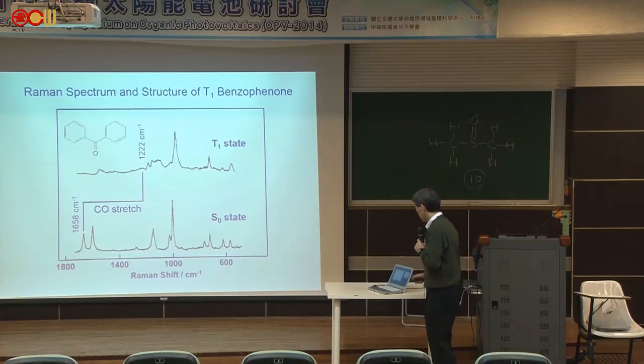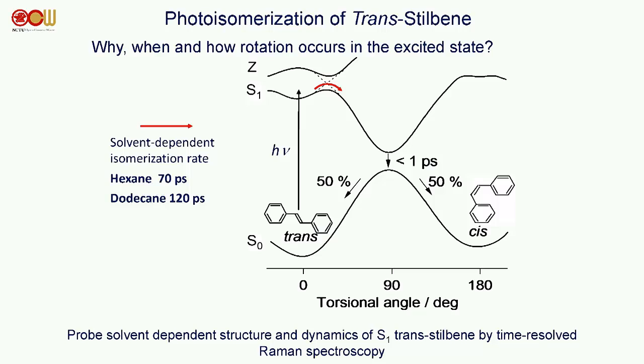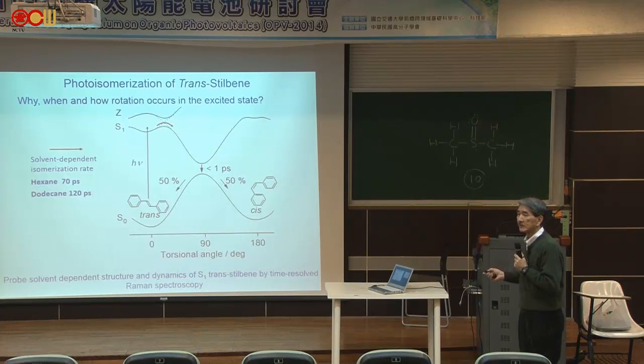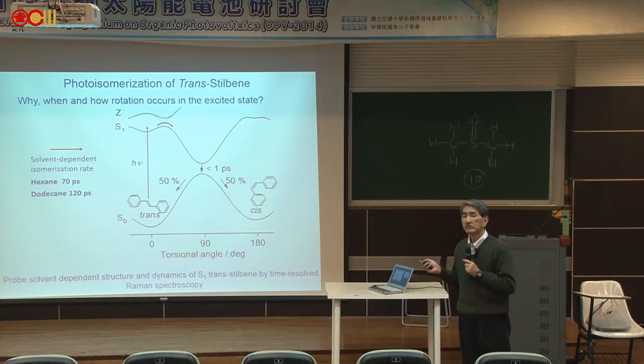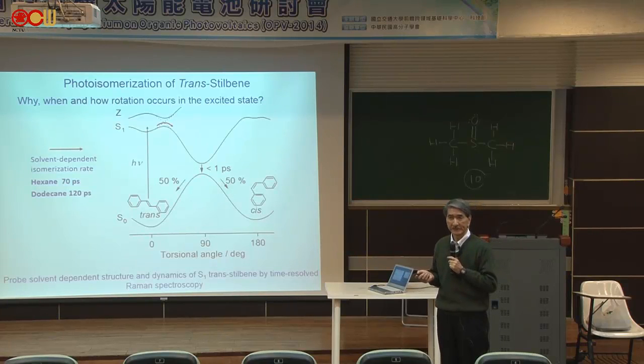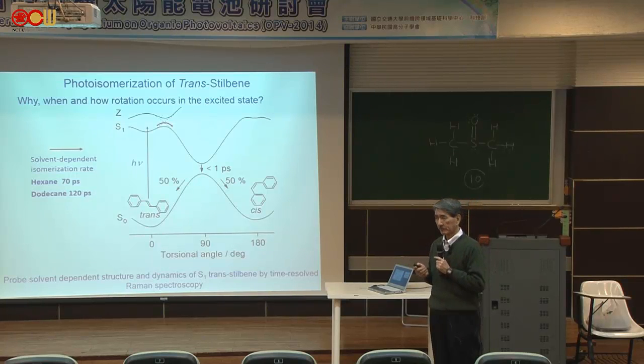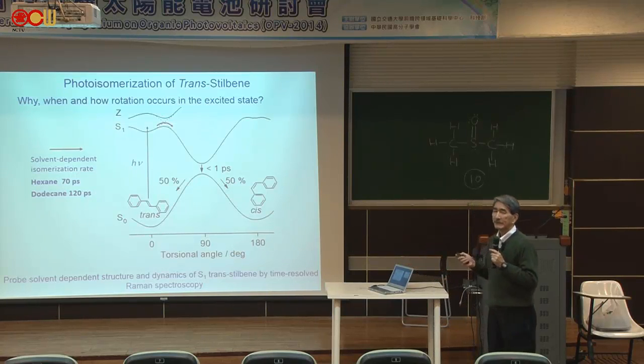Then I tell you another example. This is styrene, as I already mentioned. This is the photoisomerization of trans-styrene, in which we do more detailed analysis of the reaction process. And it's a bit more advanced and a little bit more difficult for you to understand. But I try to explain as easily as possible. So if you have any questions, just please stop me and ask questions.